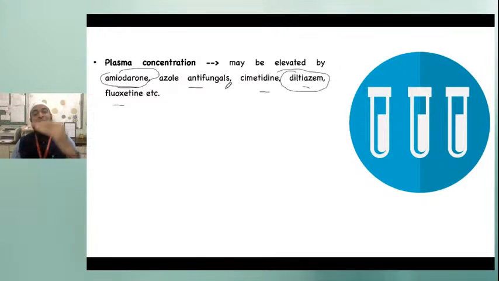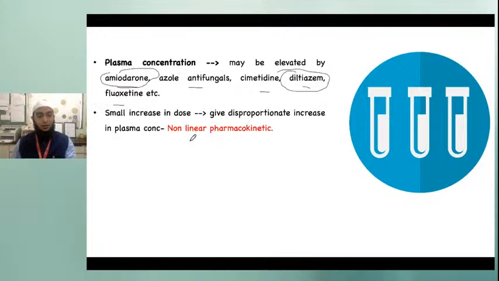And if a slight increase in the concentration of phenytoin occurs, it may lead to severe toxicity. If there is a decrease in the level of phenytoin, the patient may suffer from uncontrolled seizures. Their seizures will not be controlled, right? So that is the problem, and that is why you need to monitor phenytoin by TDM. Then we have already seen the reason: a small increase in dose gives a disproportionate increase in plasma concentration.